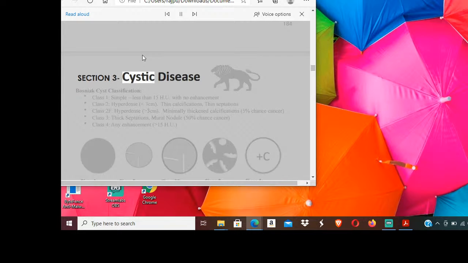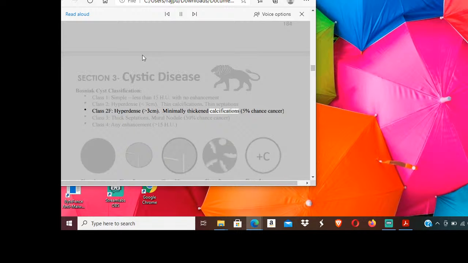Cystic disease. Bosniak cyst classification. Class 1, simple, less than 15 HU with no enhancement. Class 2, hyperdense, less than 3 cm. Thin calcifications, thin septations. Class 2F, hyperdense, greater than 3 cm.